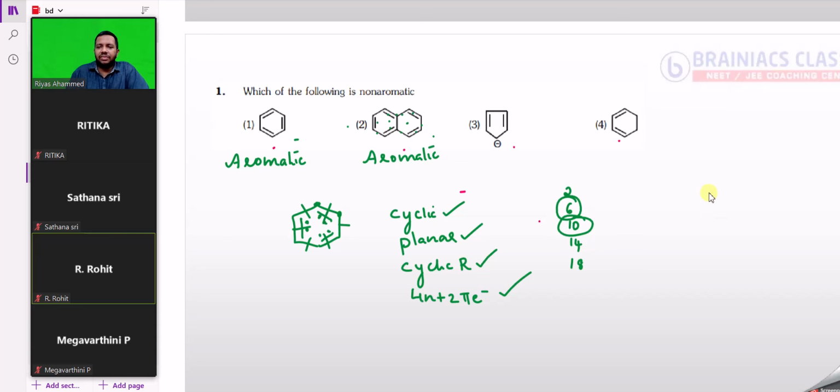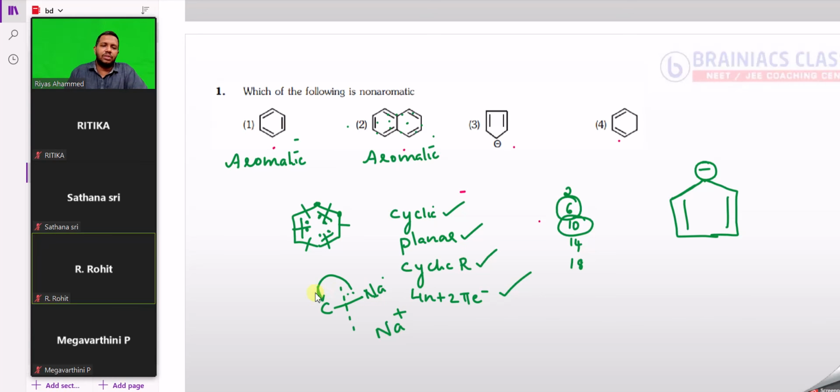Now looking at the next one, that is very important. If you look at the third option, you can see a minus charge is present along with pi electrons. Here, how to find out the hybridization? Minus or positive charge comes whenever a bond breaks. Here negative charge is coming, which means this atom is more electronegative than the other atom. So if sodium is connected, sodium will move as Na plus, leaving the electron here, and this electron becomes a negative charge.